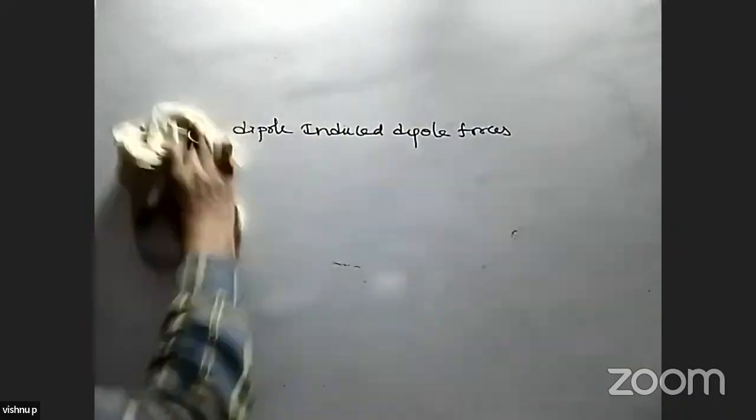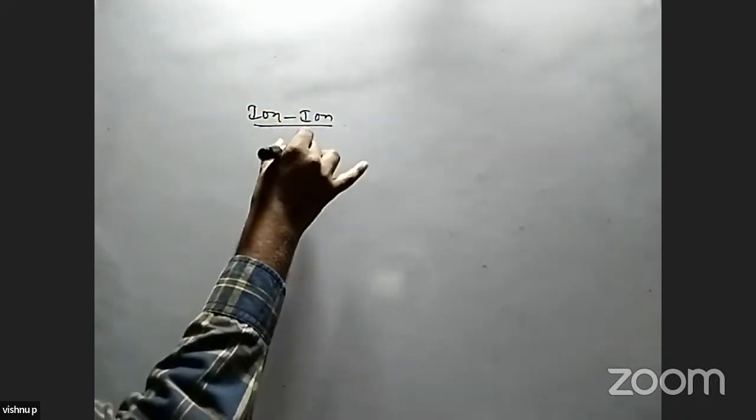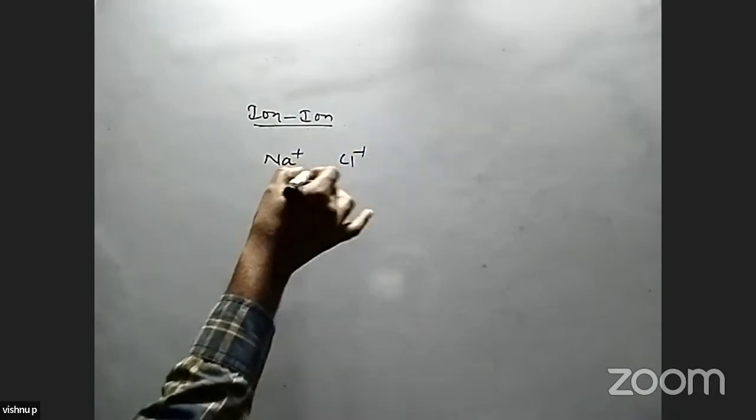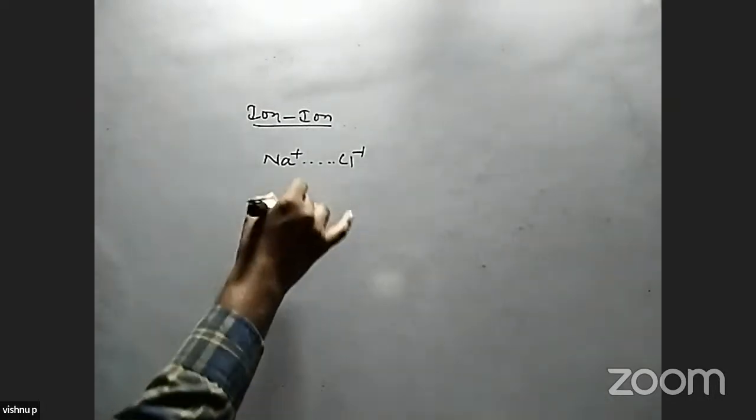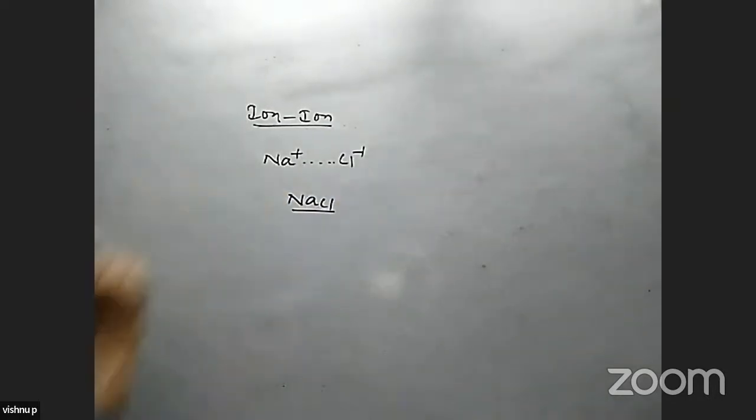And next is the ion forces. What is that? We take an example, sodium and chlorine in an ionic compound. These attractive forces are called electrostatic forces, which are very strong in nature, and sodium chloride is formed. This is called ion forces. These are different types of intermolecular forces operating between molecules.